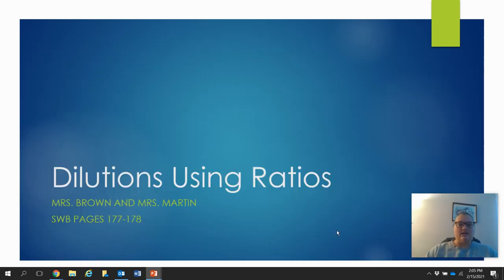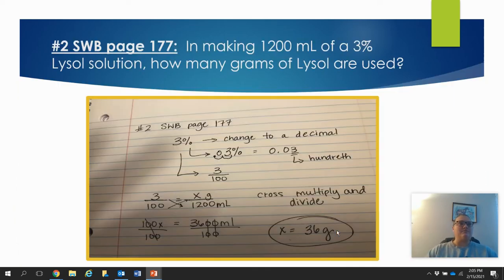All right, let's move on to dilutions using ratios. And this is workbook pages 177 and 178. So it's very similar to what we've been doing here. So I picked number 2 on page 177. It says, in making 1,200 mLs of a 3% Lysol solution, how many grams of Lysol are used?